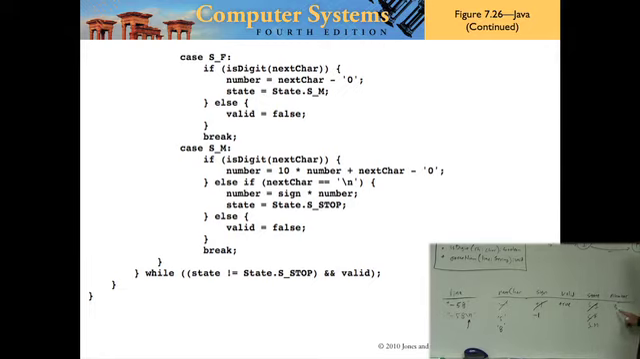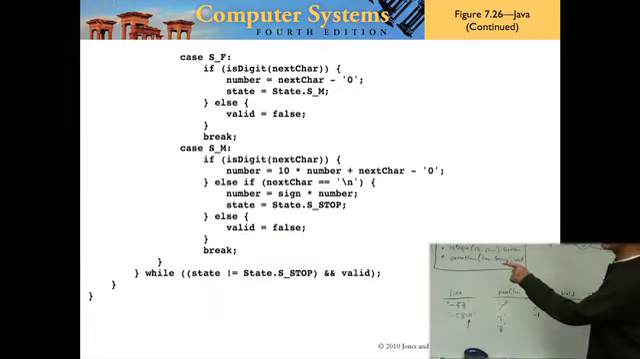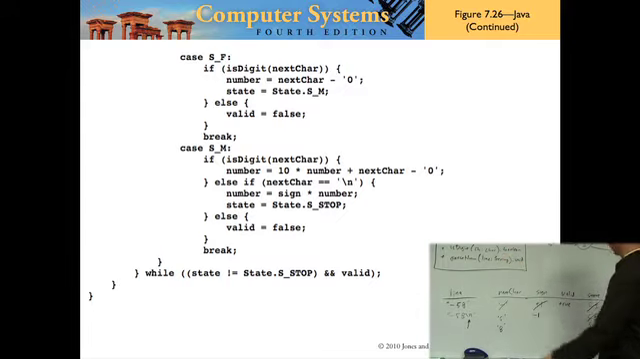What does it do? It takes 5, does what? Multiplies it by 10. That makes it what? 50. And then does what? Adds next char minus 0, which is the 8, which makes the number what? 58.